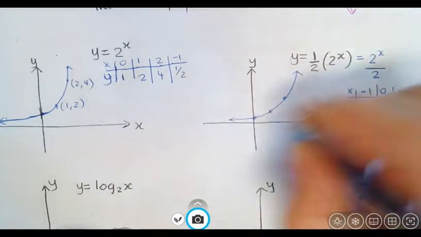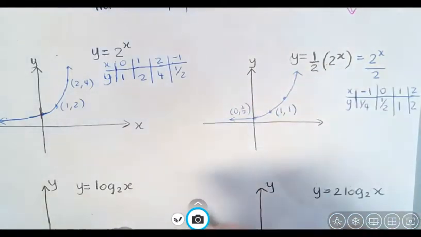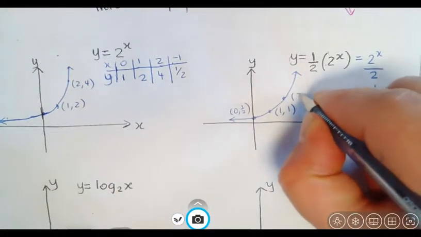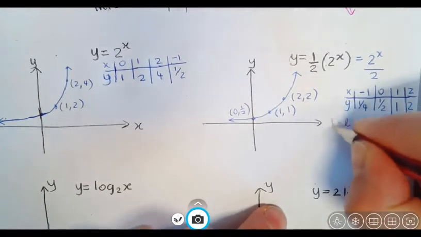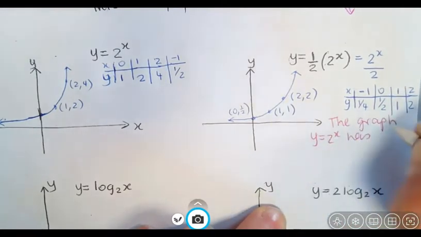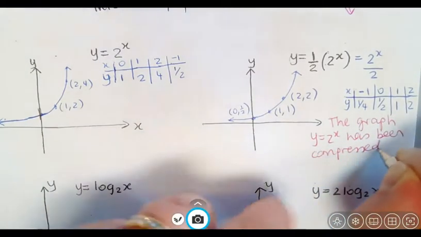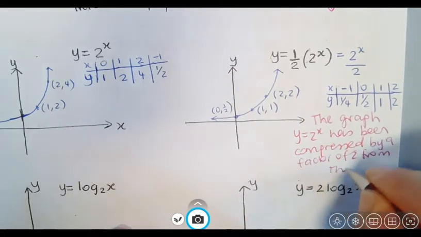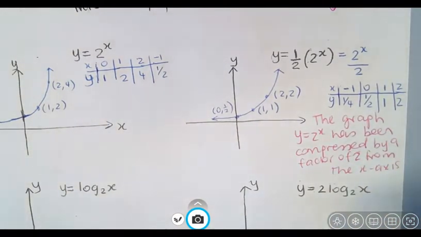That is the y-intercept. So the y-intercept is (0, 1/2). This is the point (1, 1). So before it was (1, 2). It's been compressed by a factor of 2. And this point here is (2, 2) instead of (2, 4). So the graph y equals 2 to the power of x has been compressed by a factor of 2 from the x-axis. Okay, so it's compressed downwards.